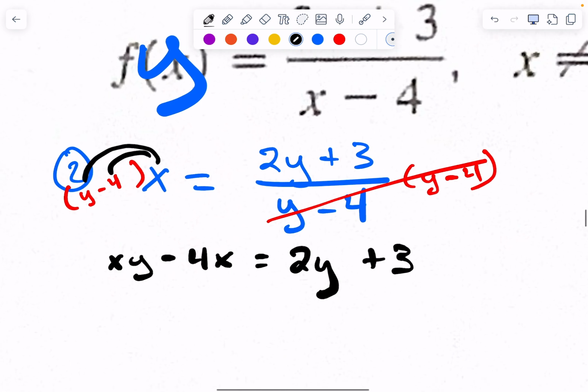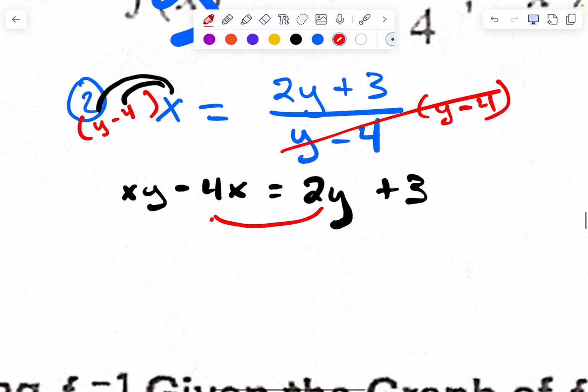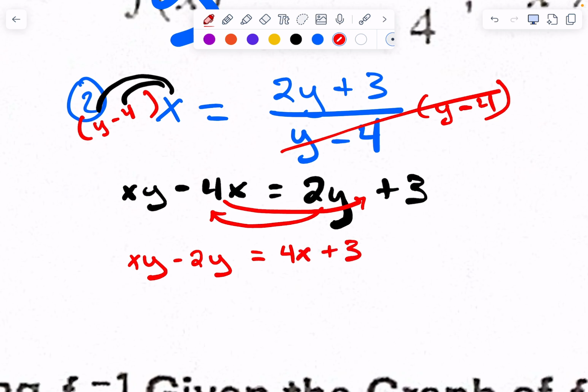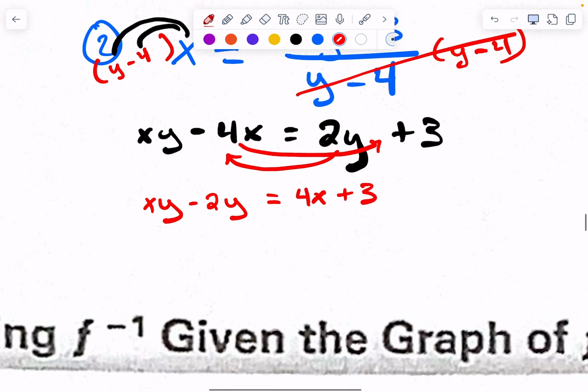Now, I want to get the y's together. I've got one y here and one y here, and I want to put them together. So I'm going to bump this y over here, and I'm going to bump this 4x over here because he doesn't have a y on him. So this xy is going to just chill. If I bump that 2y over, he will be minus 2y, equals plus 4x, plus 3. Or you could do 3 plus 4x. It doesn't matter. Okay, now what do I do?